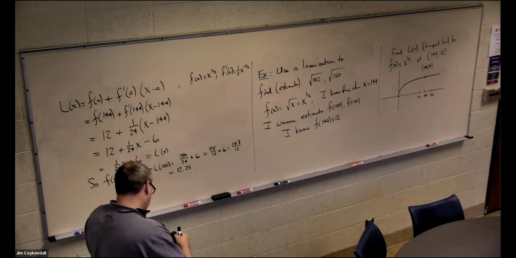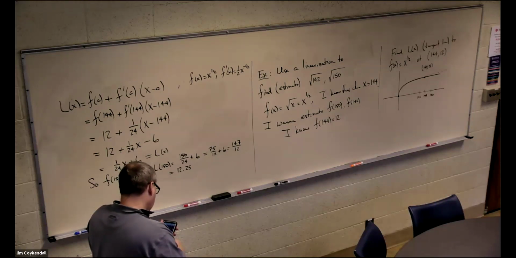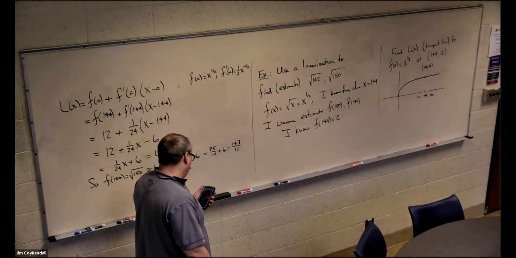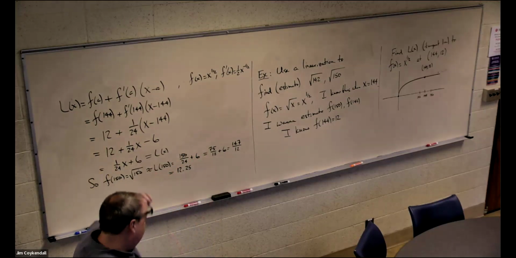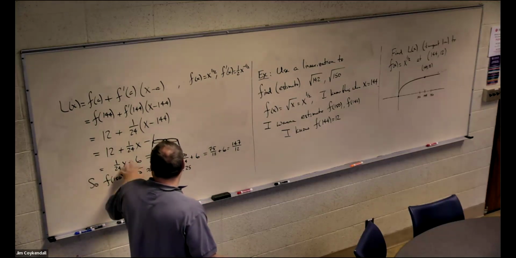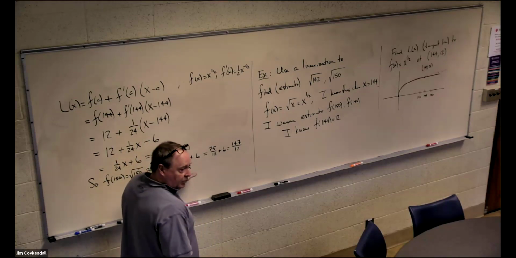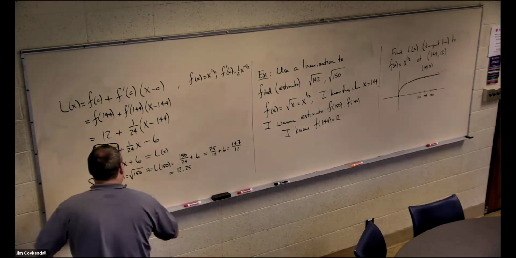Let's see what we get here. Yes, what I get on my calculator is 12.247. So pretty close, right? This little linearization allows me to do things in my head, 12.25. It's pretty accurate compared to finding the square root directly.